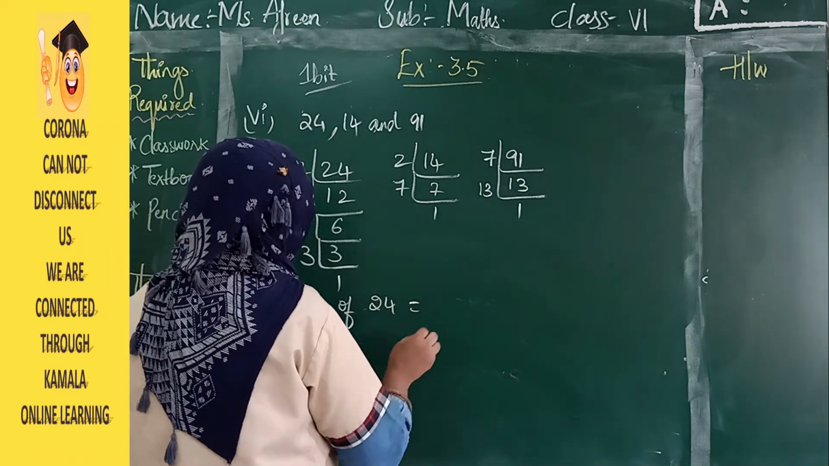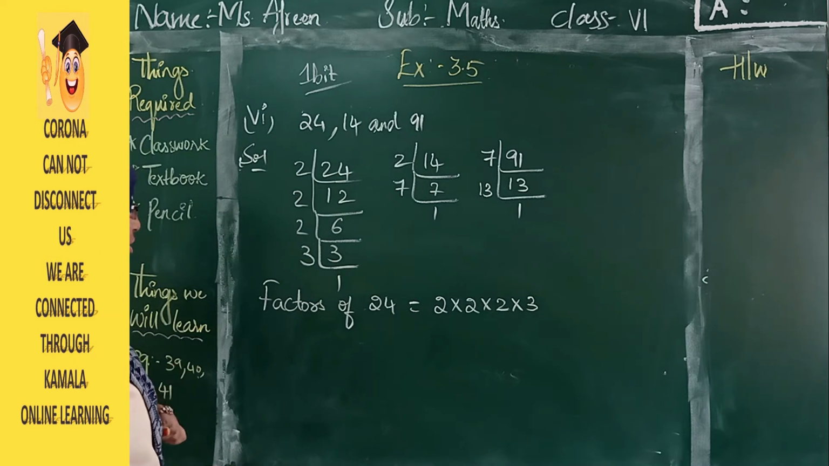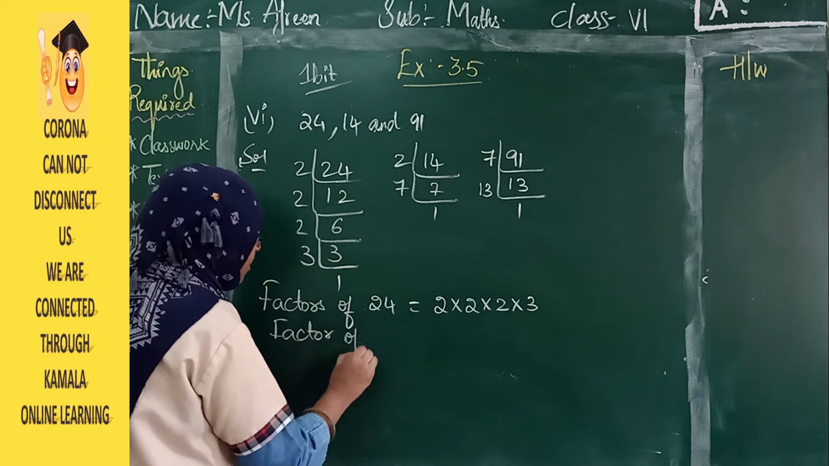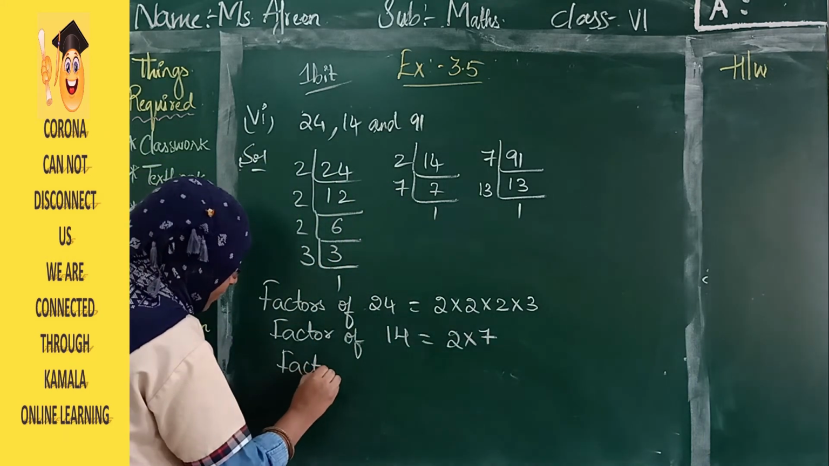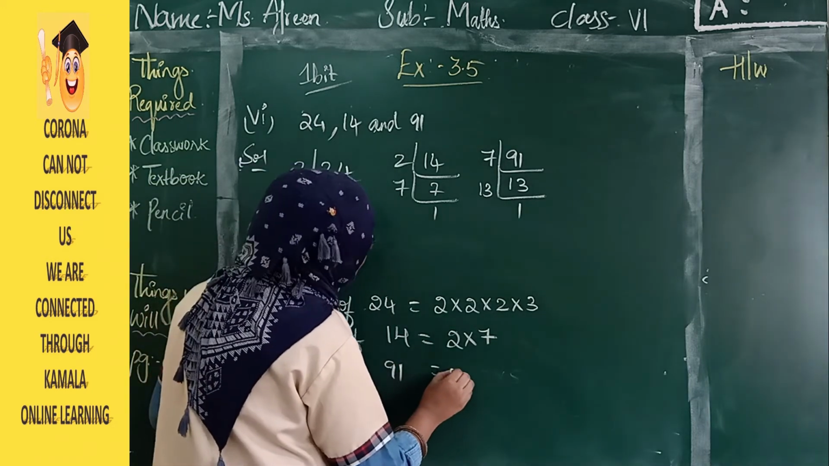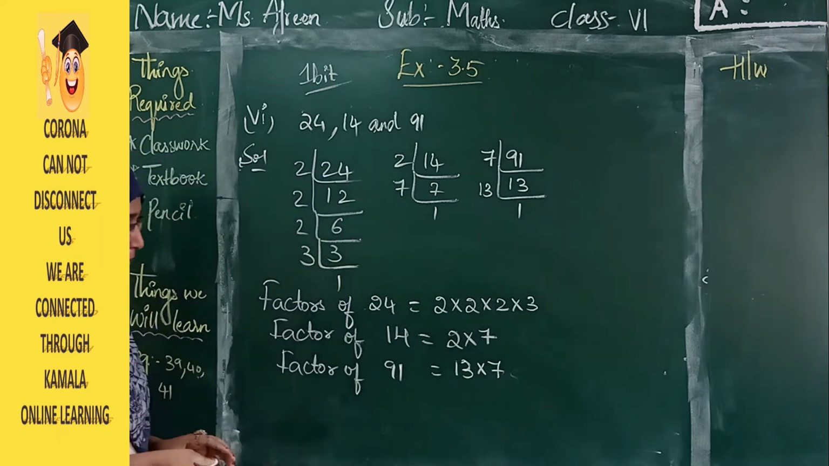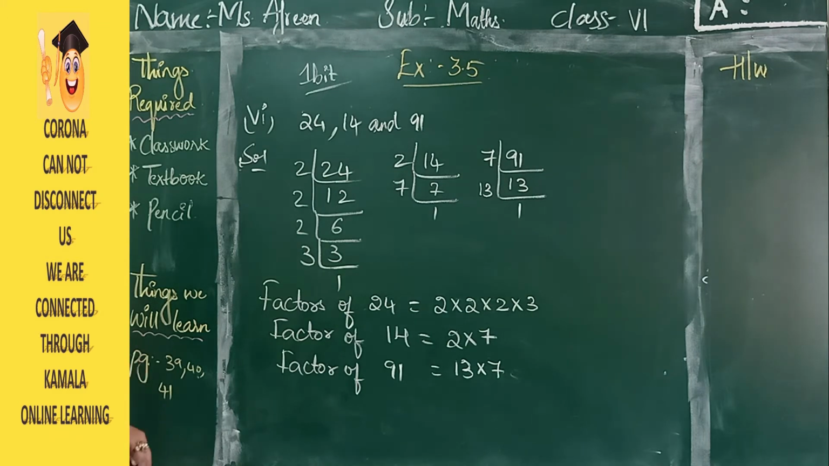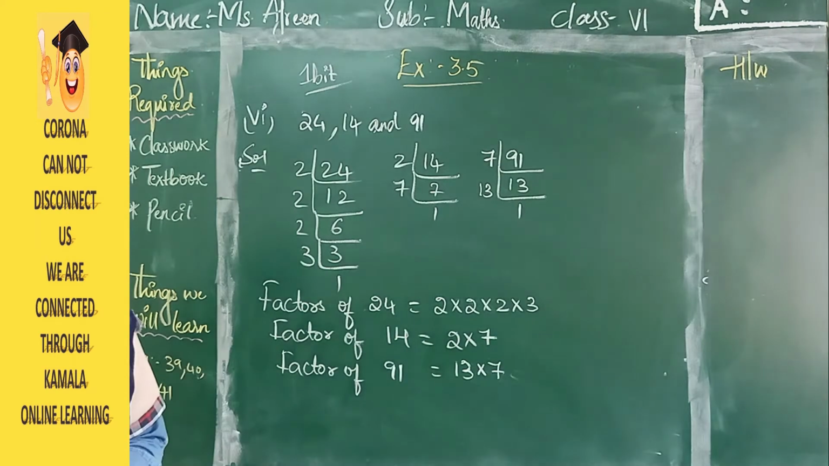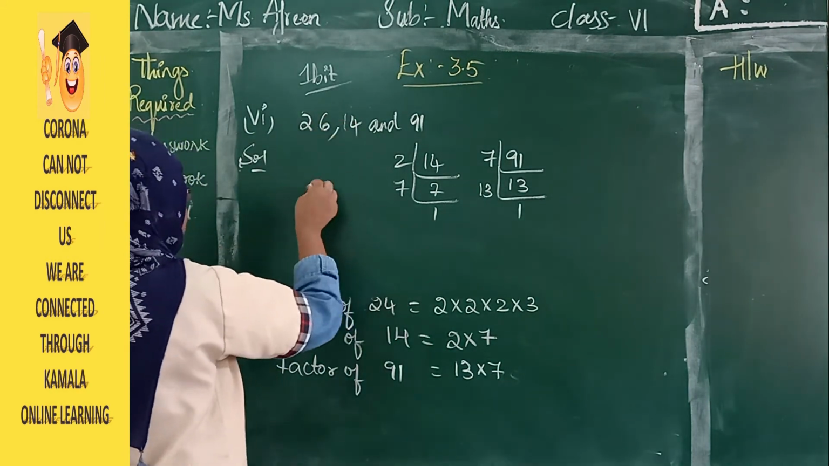Factor of 24 is what? 2 into 2 into 2 into 3. Next, factor of 14 is 2 into 7. Factor of 91, maybe it is 3. Sorry, this is 26 now. Oh, sorry. This is 26. 26, 14, 91. 26 this is.